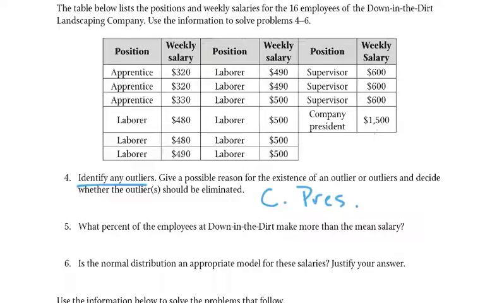So, what percent of the employees at Down in the Dirt make more than the mean salary? So we'd need to find the mean, wouldn't we? Okay, which we can simply find by adding them all together.